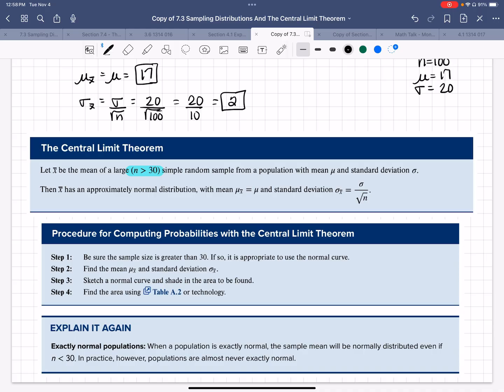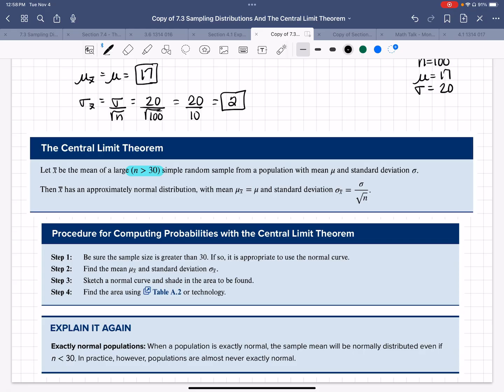Okay, what that's telling you is that n has to be greater than 30 in order for those things to work out correctly. In order for those means to be approximately equal, that sample size has to be more than 30. Okay, so the procedure for computing probabilities with the central limit theorem is, be sure the sample size is greater than 30.